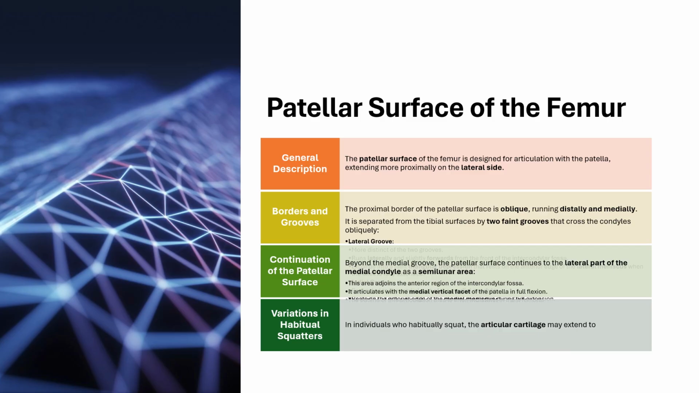When we talk about the patellar surface of the femur, it is designed for articulation with the patella, extending from proximally to the lateral side. It has borders and grooves. The proximal part of the patellar surface is oblique and runs distally and medially. It is separated from the tibial surfaces by two fan grooves that cross the condyles obliquely. Beyond the medial groove, the patellar surface continues to the lateral part of the medial condyle as a semilunar area. In habitual squatters, the articular cartilages may extend.